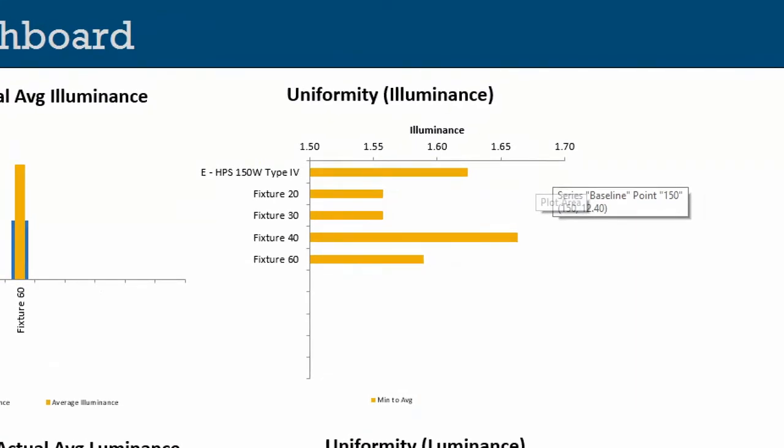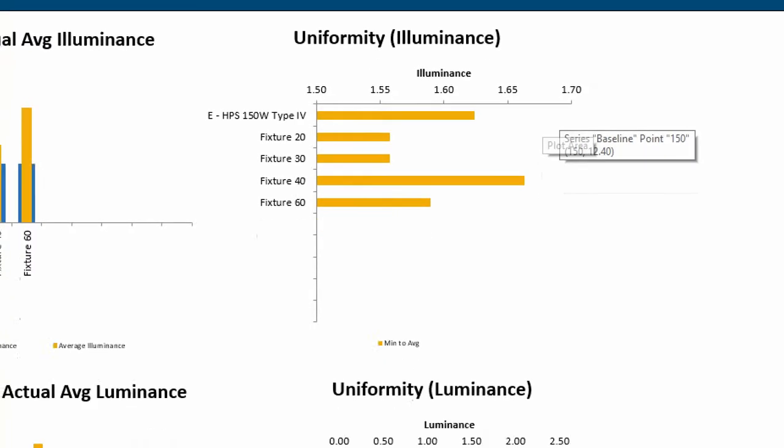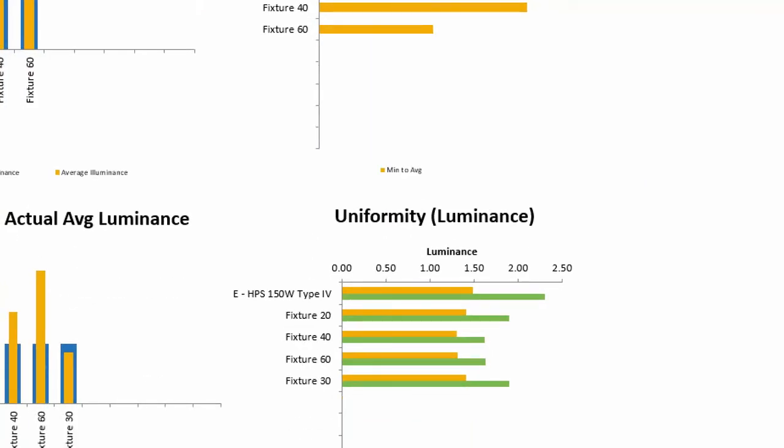Last, we have our uniformity, which is the ratio of the average to the minimum light level in that road section. We have our 5 fixtures, the baseline, and the 4 results, and we can see how those compare. Down below for luminance, we actually have 2 different types of uniformity, the ratio of average to minimum and the ratio of maximum to minimum. And in this case, we can see the differences among each of those.